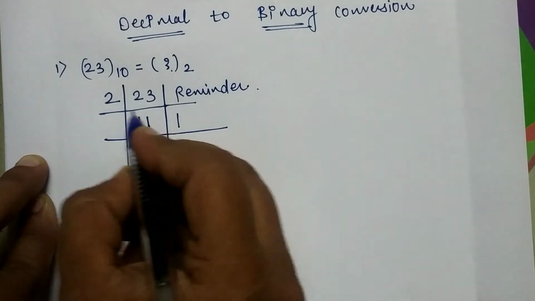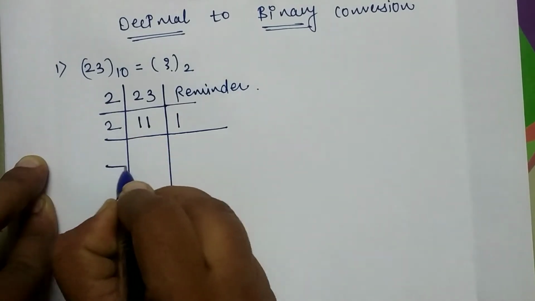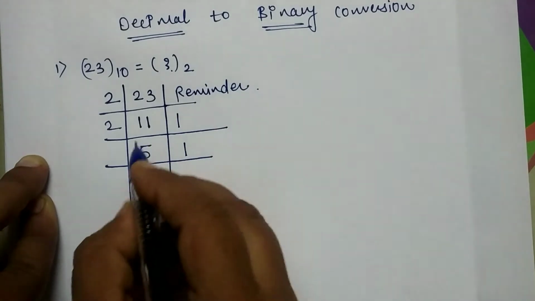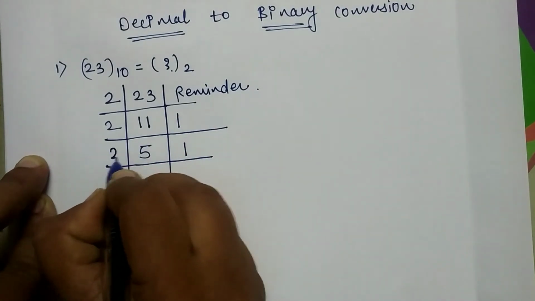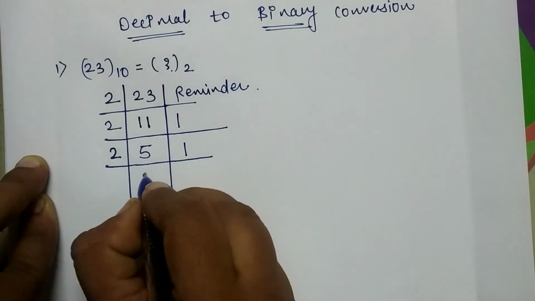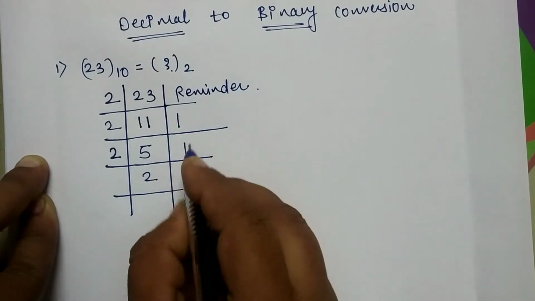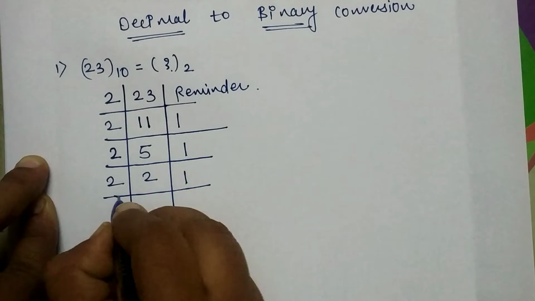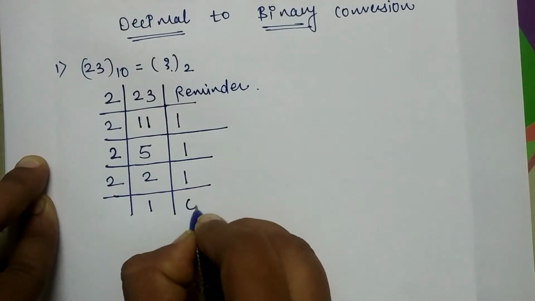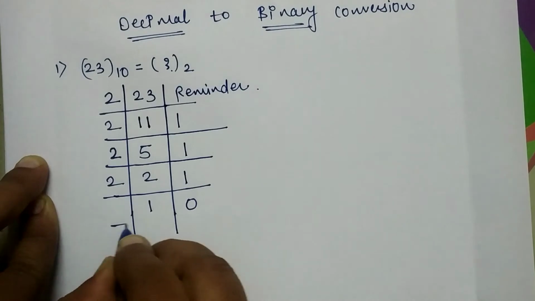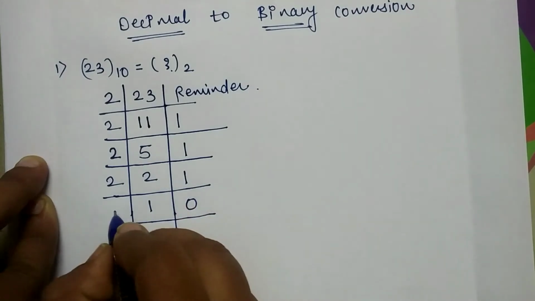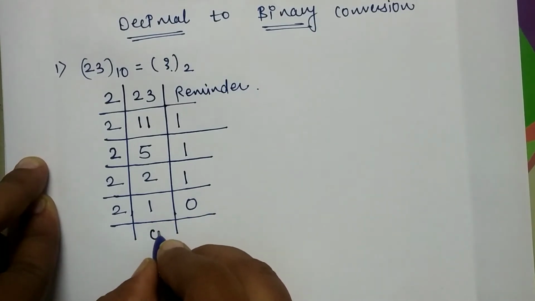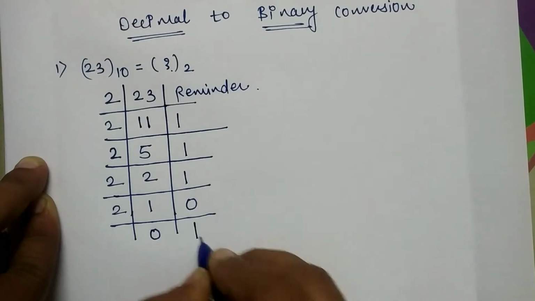If we again divide this 11 by 2, the quotient is 5 and the remainder is 1. If we again divide this 5 by 2, the quotient is 2 and the remainder is 1. Again, if we divide this 2 by 2, the quotient is 1, remainder is 0. Now this step is very important. If we divide this 1 by 2, as 1 is not divisible by 2, we are going to write 0 here and transfer this 1 here.